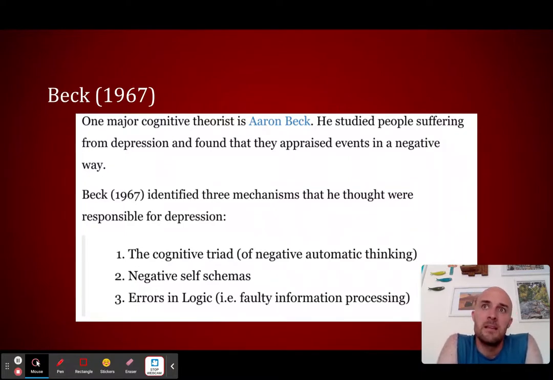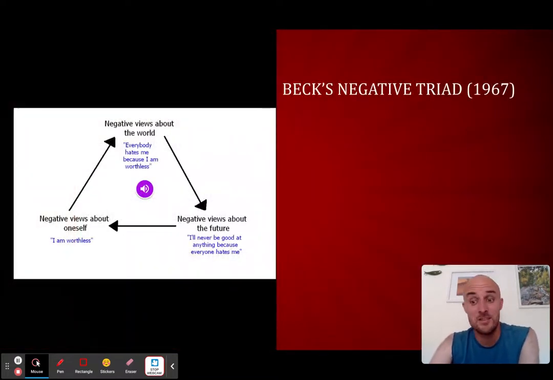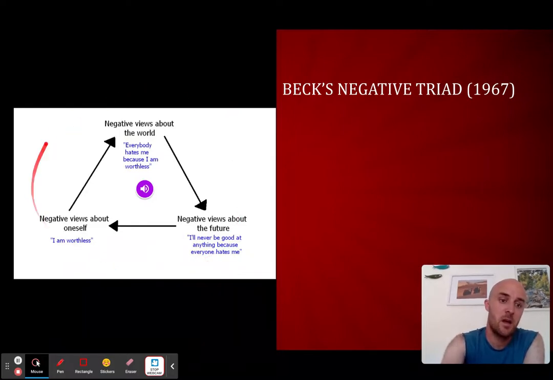This may not be in your workbook entirely, but it's certainly not the third one, errors in logic. But these are the three things you need to know about Beck 1967. You need to know the cognitive triad, you need to know the negative self-schemas and to be able to name them, but you also need to know the errors in logic as well. So let's start with the negative triad, and that is the triad on the left-hand side. What you've got here is a self-fulfilling style of thinking, and they've all gone negative.